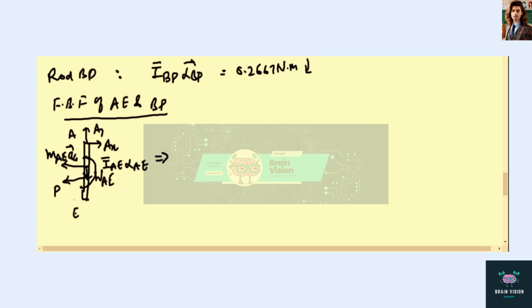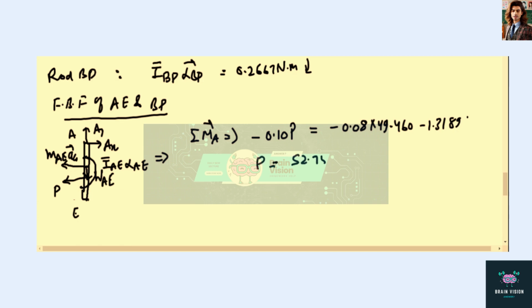Now we have to analyze, taking moment of force about A point. So it will be minus 0.10 into P equals minus 0.08 into 49.460, this value we have already calculated, minus 1.3189. So the value of P from this equation will be 52.757 Newton.